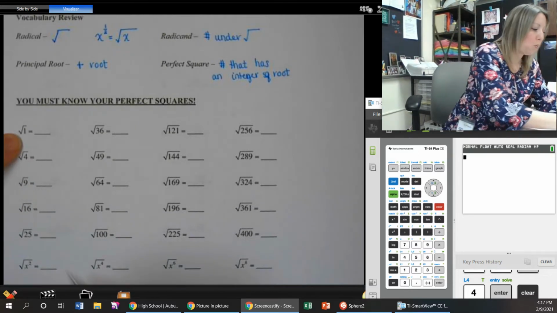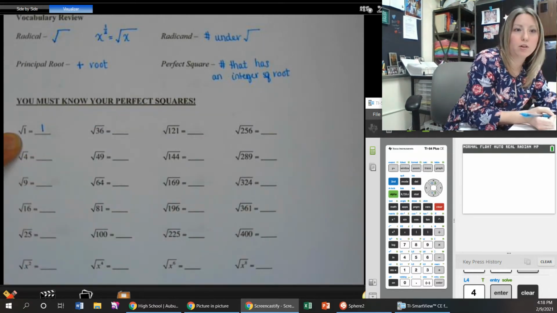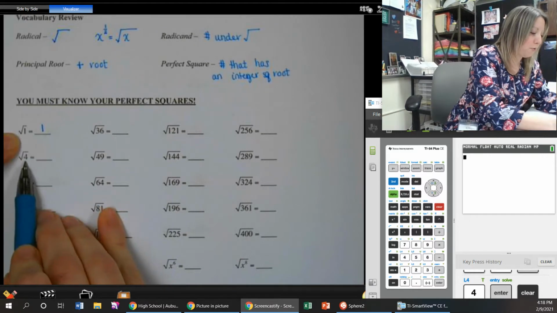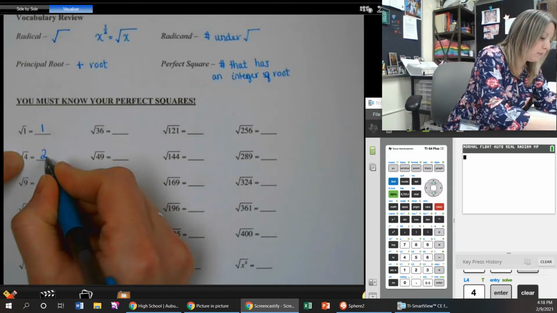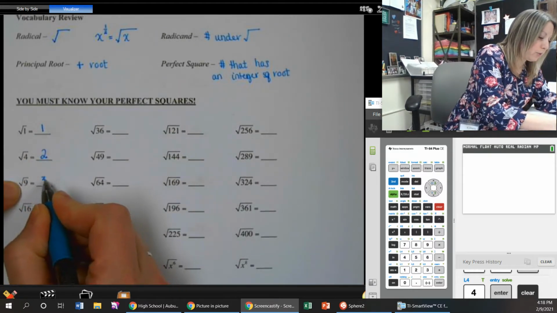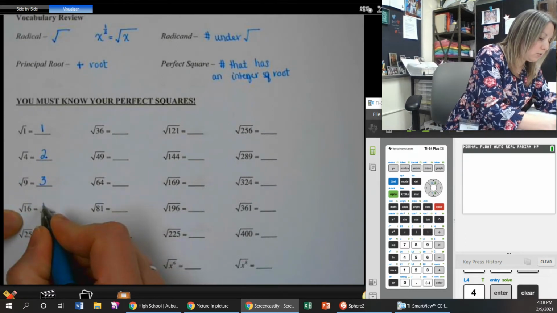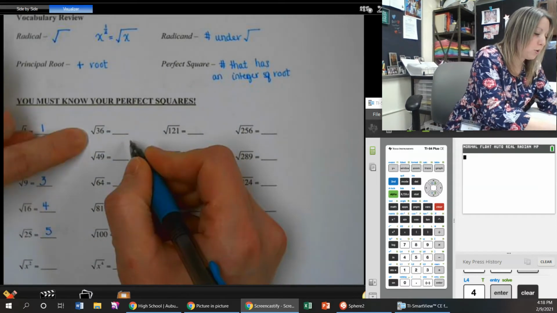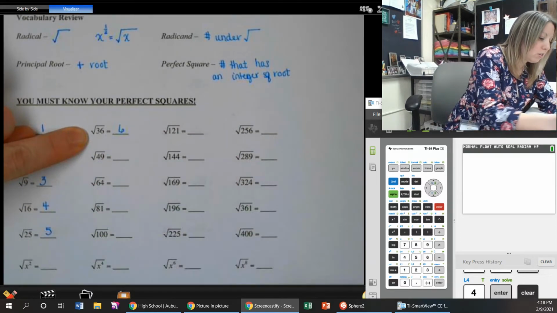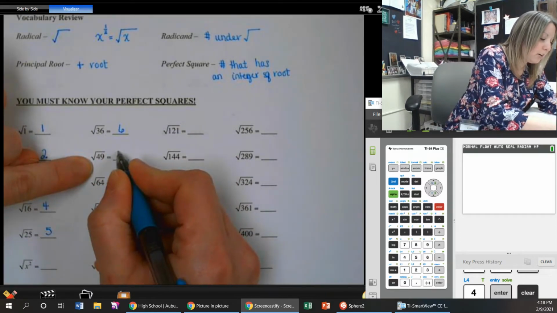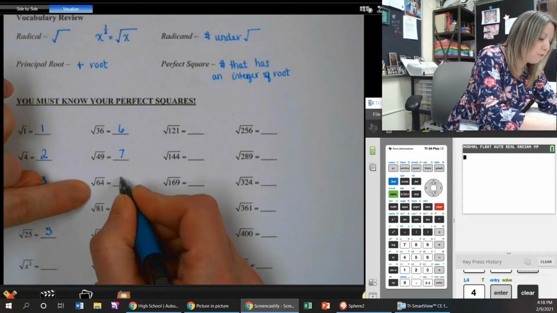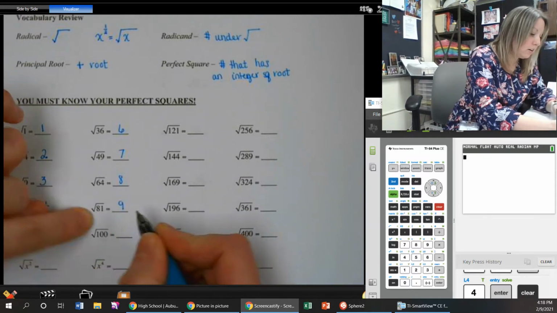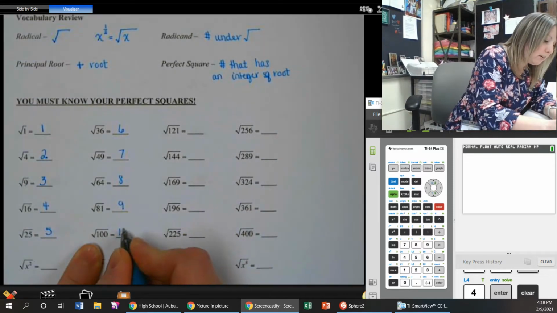So the square root of 1 is 1. That makes 1 under the radical a perfect square. The square root of 4 is 2. The square root of 9 is 3. The square root of 16 is 4. The square root of 25 is 5. The square root of 36 is 6. The square root of 49 is 7. The square root of 64 is 8. The square root of 81 is 9. The square root of 100 is 10.